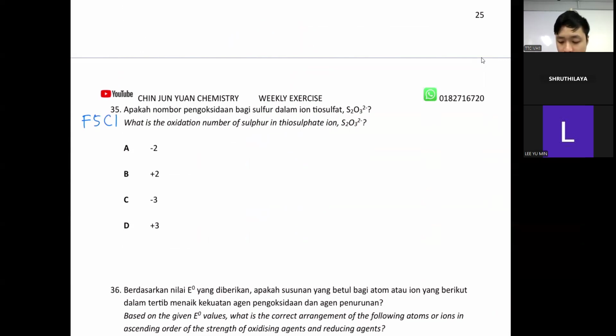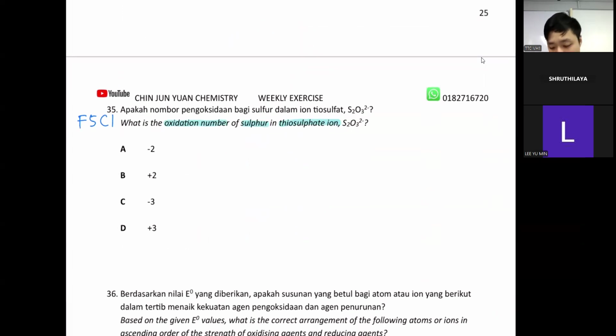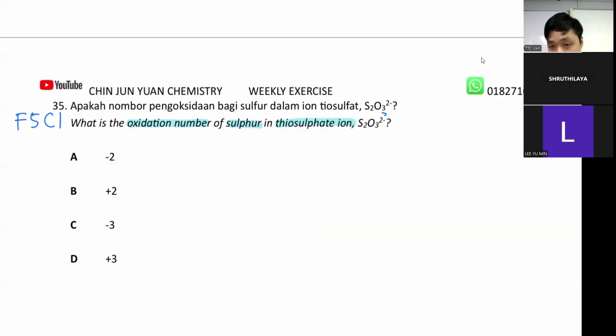Oxidation number of sulfur in thiosulfate ion. Okay, so very easy. You see, S2O3, the total is 2 negative charge. So it means total must be negative 2. But let's say you don't know what is S, so you put 2S because you got 2S.